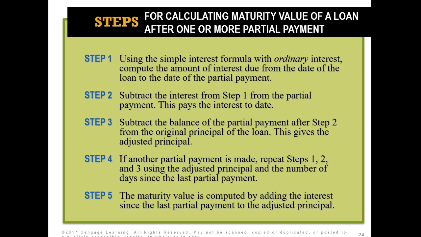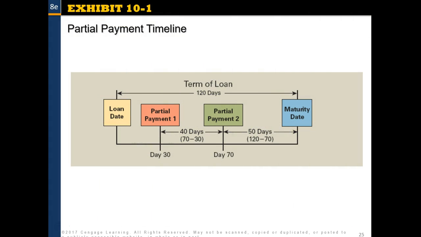These are the steps for calculating the maturity value of a loan after one or more partial payments. Say that you've made an initial payment. So here's the partial payment timeline. Say your loan date is some start period here. After 30 days, you make a partial payment. Then after 40 days, you make another partial payment. And then after 50 days, that's the maturity date of the loan. So the term of the loan was 120 days.